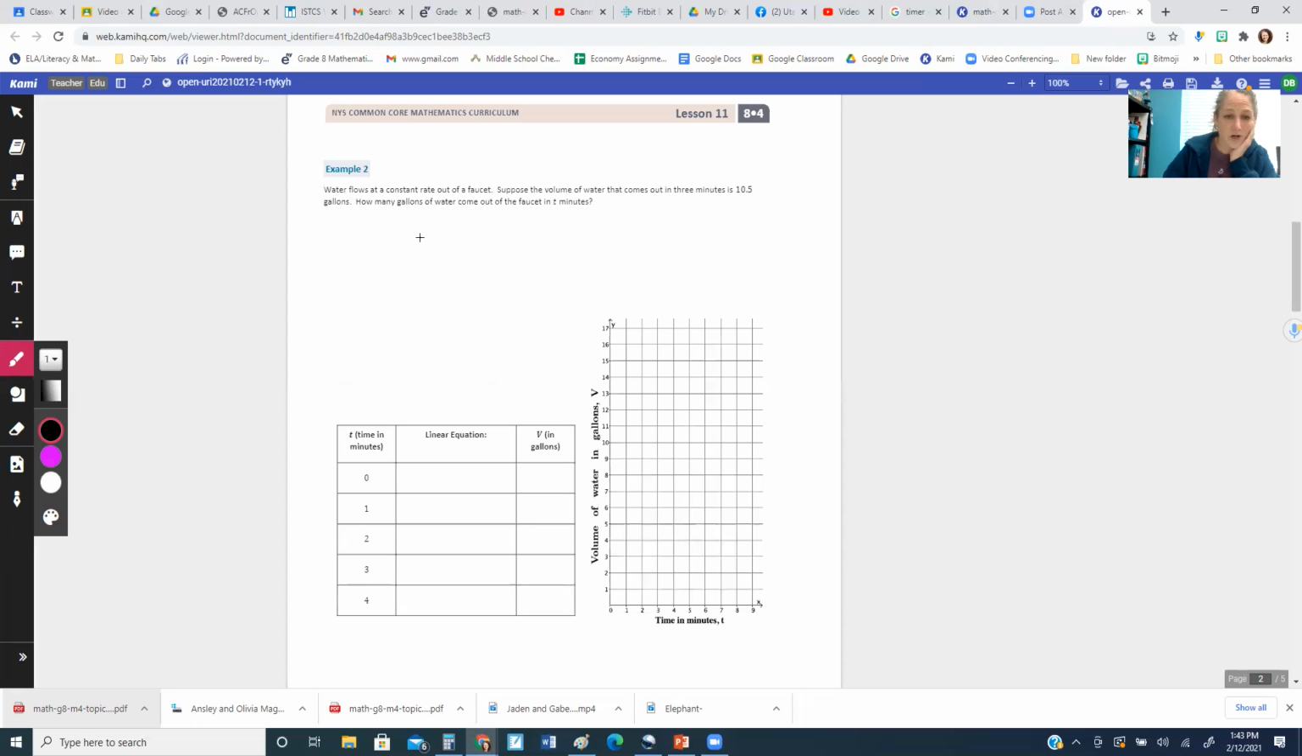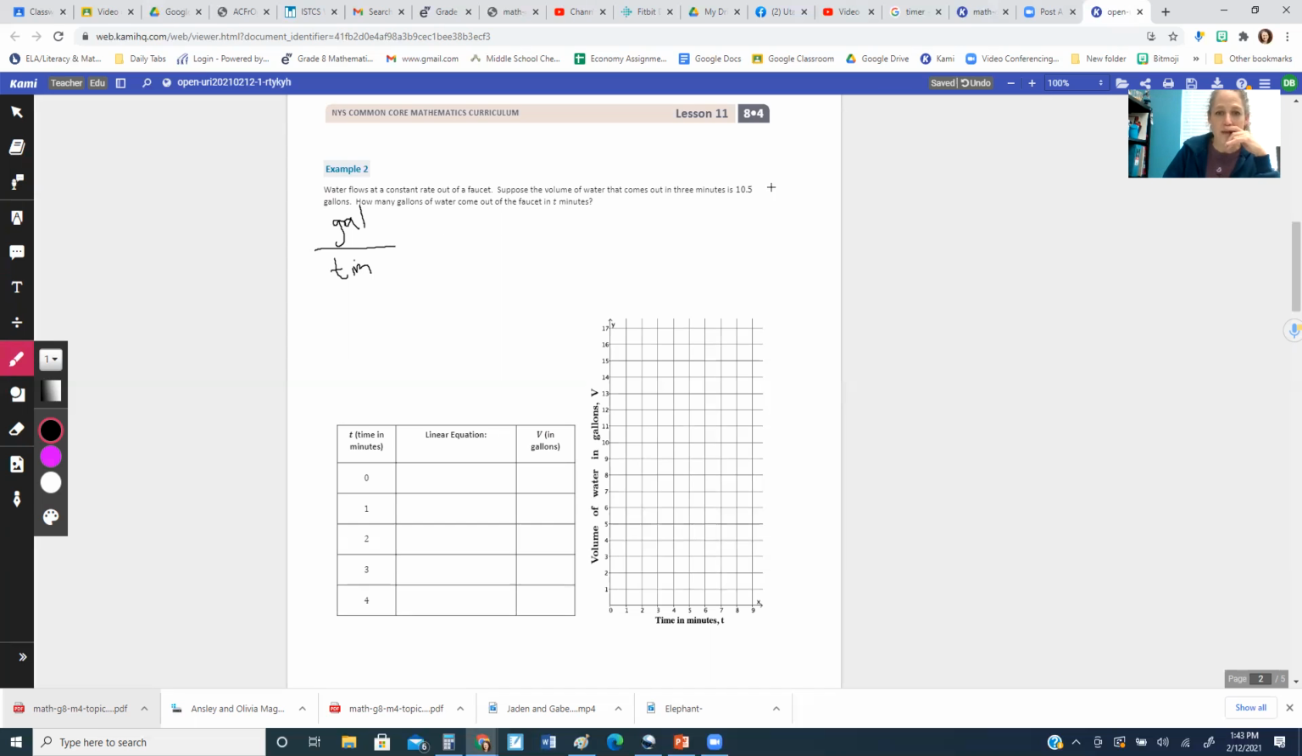So how many gallons of water come out of the faucet in T minutes? And then we're going to graph these. Oh, and they give us numbers this time. 0, 1, 2, 3, and 4. Okay. First, we got to figure out the rate. And remember, we're always going to have time in the denominator. So it's going to be gallons divided by time. Because we know how much comes out in 3 minutes. We really want how much comes out in 1 minute because per means for each. How many gallons per minute am I getting?